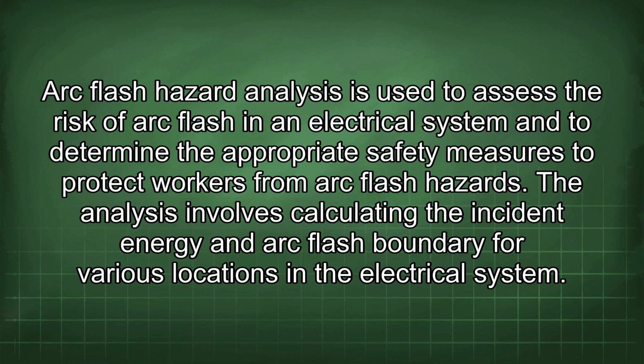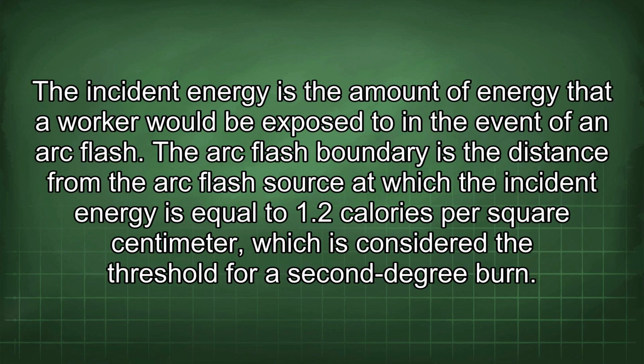The analysis involves calculating the incident energy and arc flash boundary for various locations in the electrical system. The incident energy is the amount of energy that a worker would be exposed to in the event of an arc flash. The arc flash boundary is the distance from the arc flash source at which the incident energy is equal to 1.2 calories per square centimeter, which is considered the threshold for a second-degree burn.